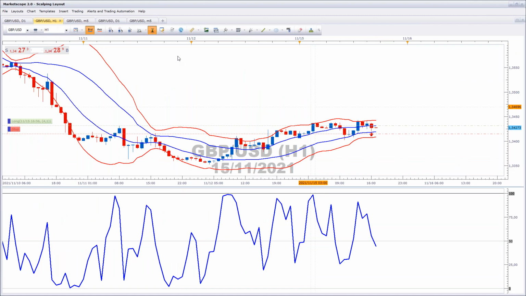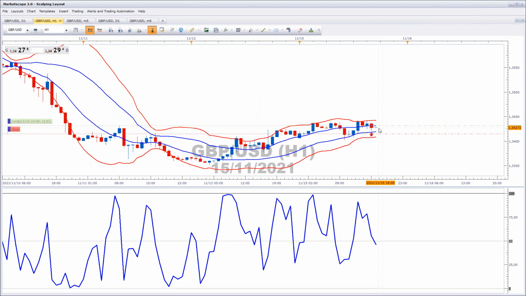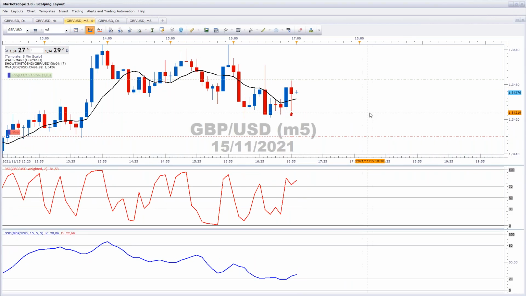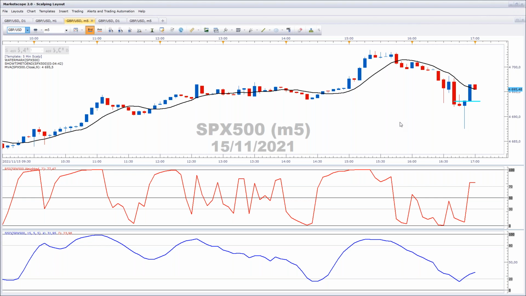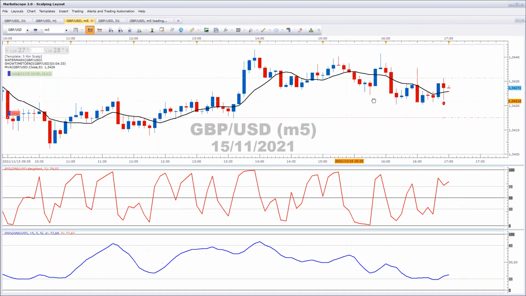I don't like that it's positioned in zone 2 here. Let's see how it goes. So take a look at the S&P. All right, so let's put in a support here.